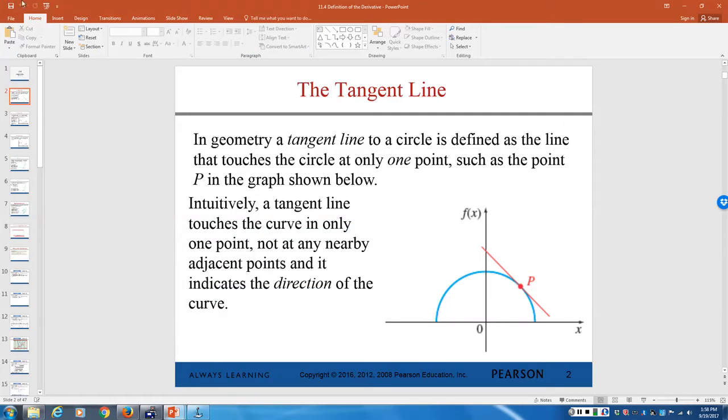Okay, so we are going to talk today about the 3 major concepts in today's lesson. Number 1, what's a tangent line, and how can you find its slope? Number 2, what's a secant line, and how do you find its slope?